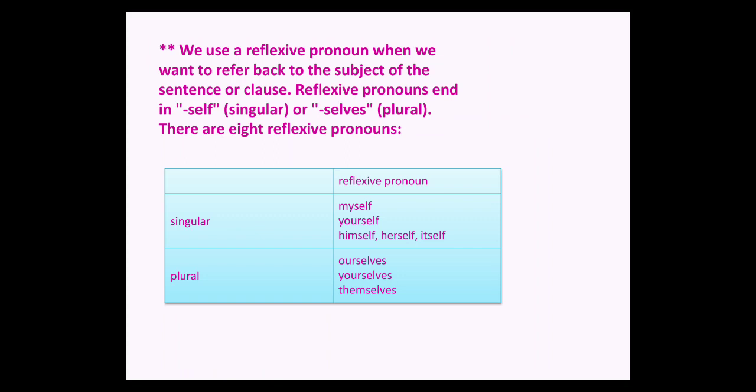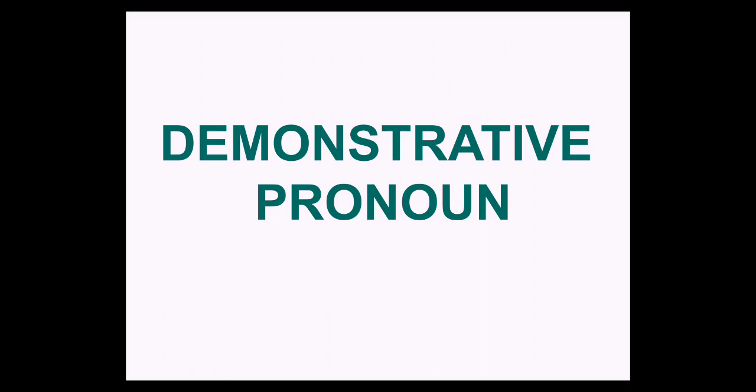Plural: ourselves, yourselves, and themselves. In plural, you have to use the letter V plus ES. And now we will talk about demonstrative pronouns.